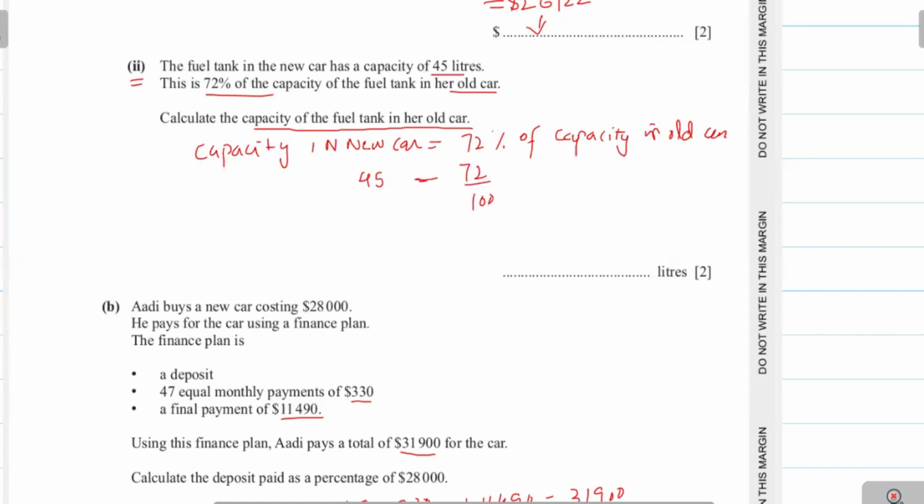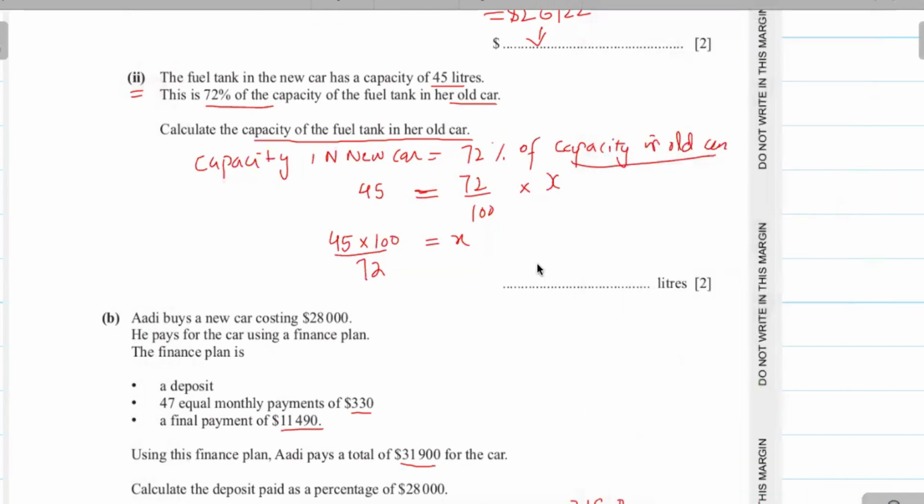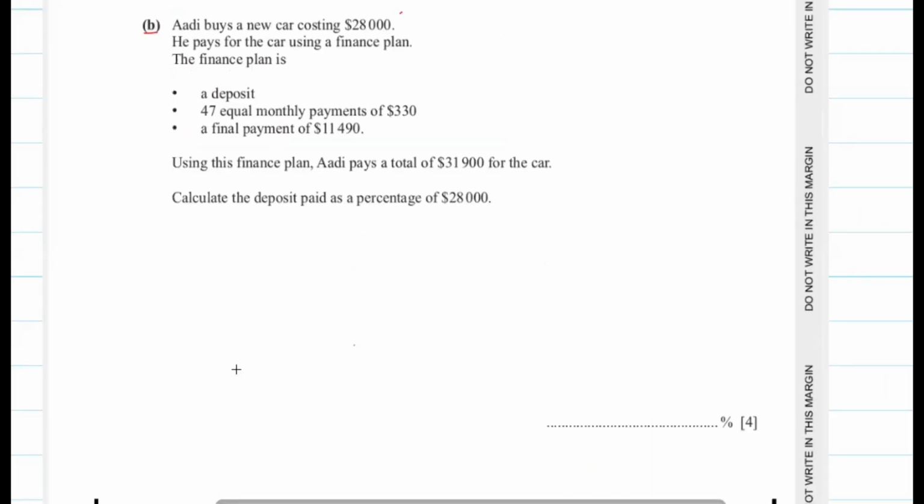And look here, the capacity in the new car is 45 liters, and 72% means 72 over 100. The capacity of the old car, we suppose that this is x. Therefore, this value will be equal to 45 multiplied by 100 divided by 72 equal to x. And we can calculate this value: 4500 divided by 72, and this value is equal to 62.5, and we write 62.5 liters. This is the answer.